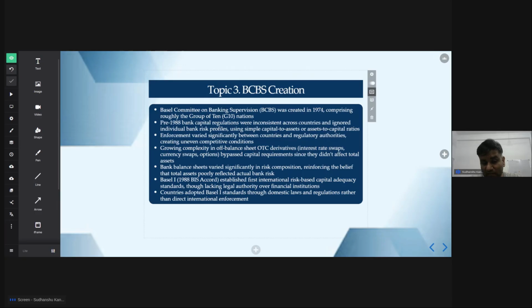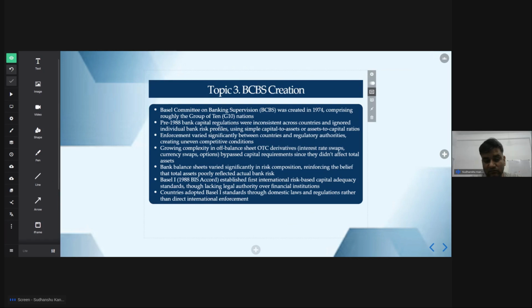Then there was off-balance-sheet growth. OTC derivatives such as swaps and options expanded very rapidly from the 1960s onward. These exposures did not appear on balance sheets and escaped capital requirements, and total assets became a poor proxy for risk, right? And then the risk composition also differed. Banks with similar total assets could have very different risk profiles. This reinforced the need for risk-weighted measures.